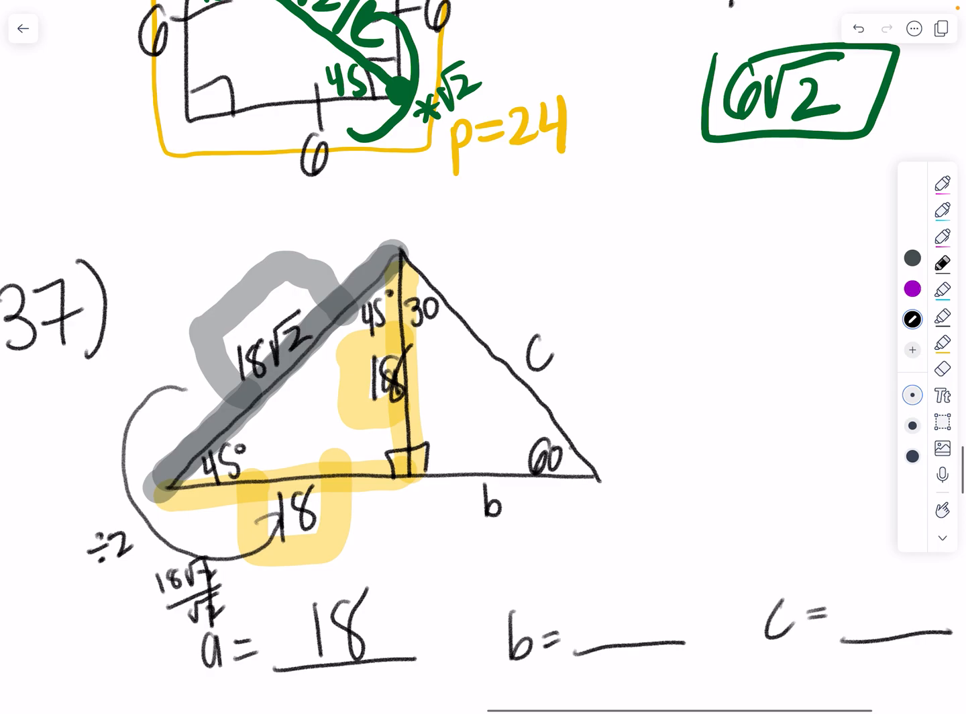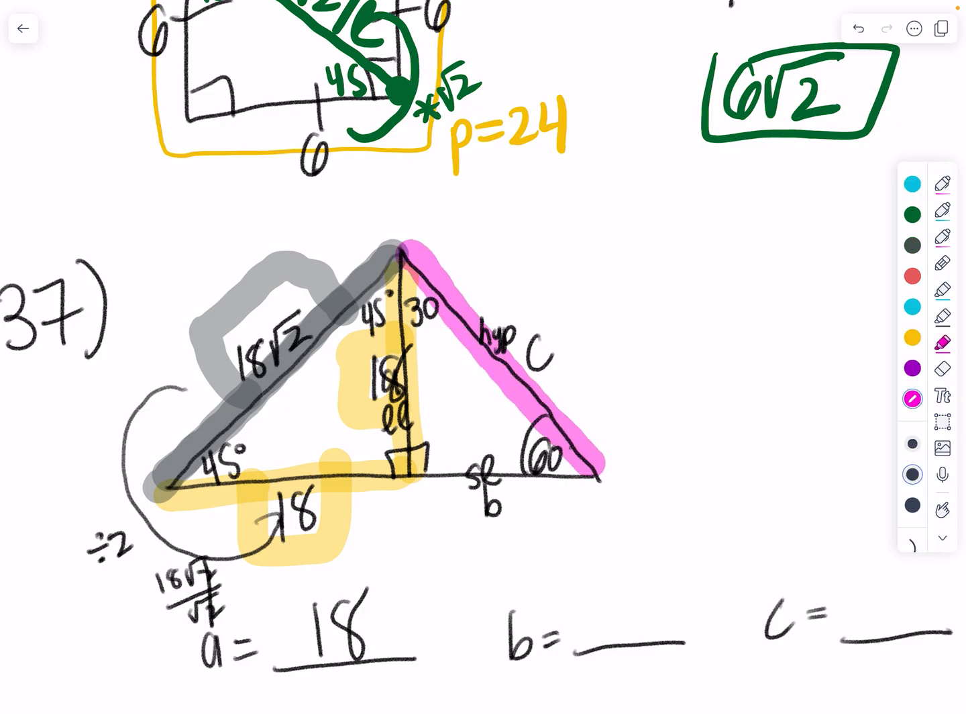Now, it's not a great picture, but this is going to be my short leg. How do I know that? No, that's my long leg, actually. This is my long leg in the 30, 60, 90. How do I know that? It's because it's across from the 60. My short leg is going to be B, and then my hypotenuse is going to be C. So I'm going to color code that for y'all, just so it matches what we did in class. My hypotenuse is C. I'm looking for that one. And then I'm also looking for B, which is my short leg. So let's color code. Those are both blue, and then this one's going to be yellow.